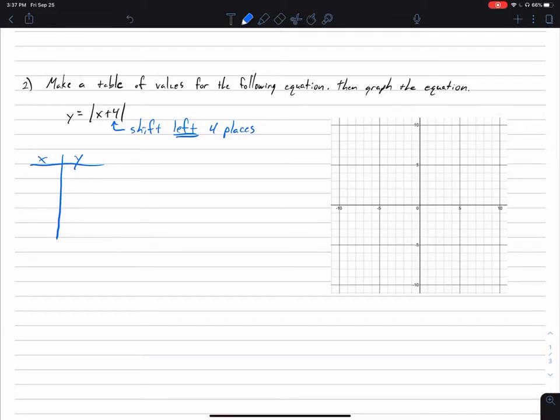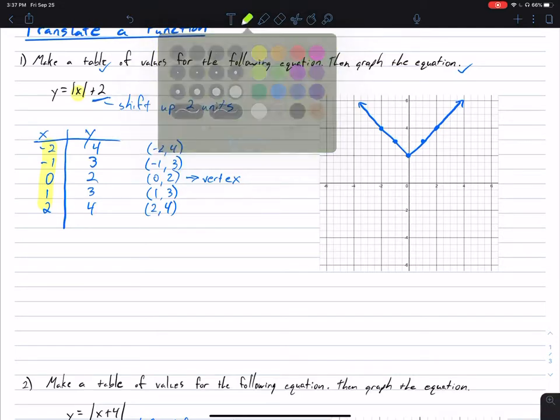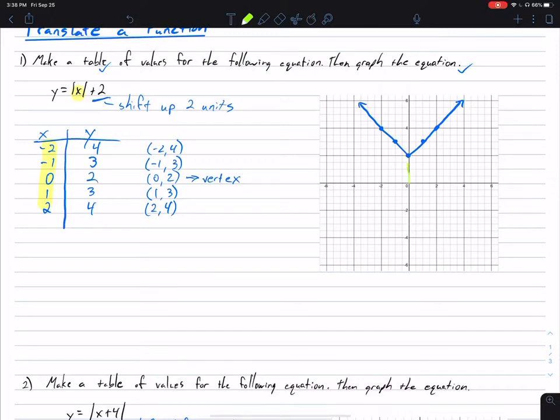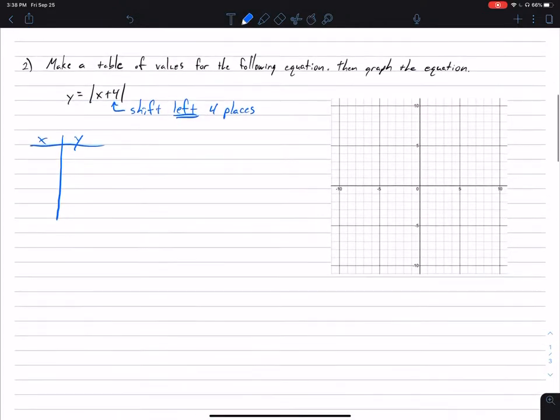Now, if we go back to number 1, that number on the outside was very specific. It said plus 2. We followed exactly as it would appear. That plus 2 meant that our vertex from our parent function shifted up 2 places. But what's going to happen this time, although the plus 2 seems straightforward moving up, when it's inside of the absolute value, it's going to be the opposite of what you would think. So plus 4, you're usually thinking moving to the right along the graph. It's actually going to tell you to go left.